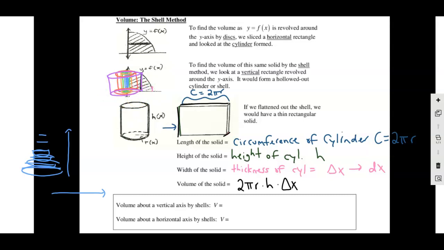I kind of made that one terrible. I'm going to redo that one. Top point revolves around, bottom point revolves around.